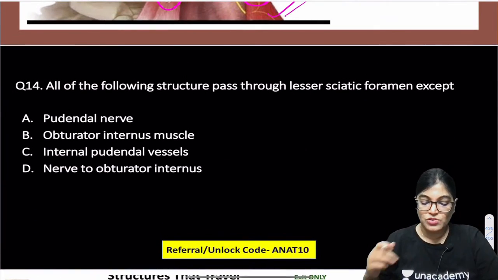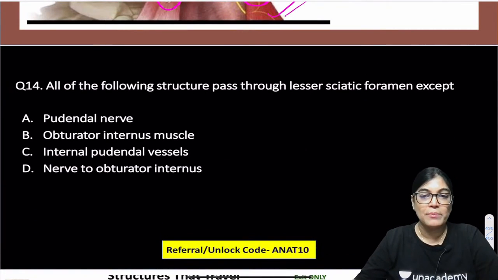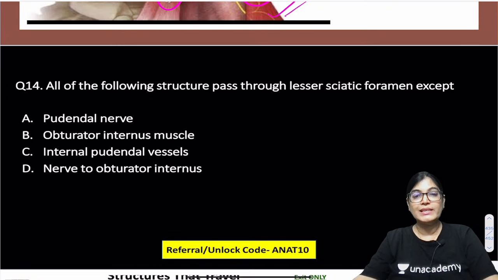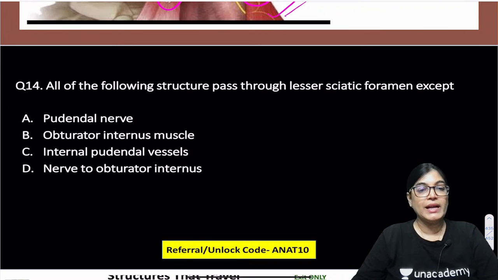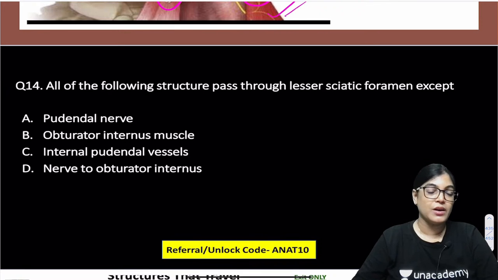All of the following structures pass through the lesser sciatic foramen except. A, pudendal nerve. B, obturator internus muscle. C, internal pudendal vessels. D, nerve to obturator internus.